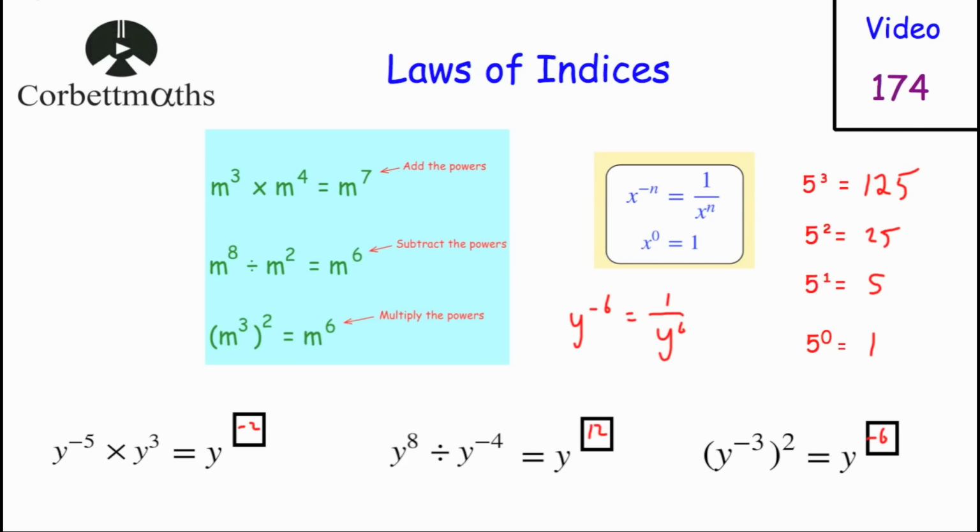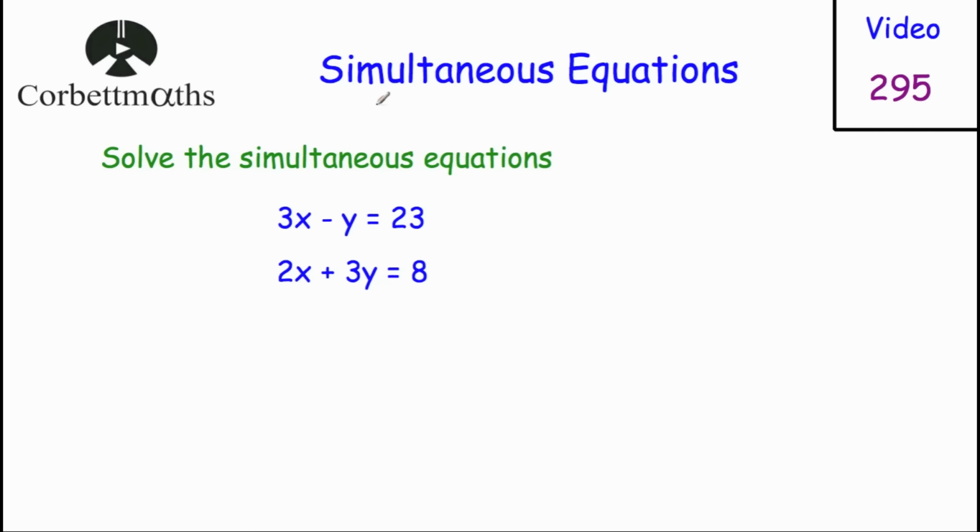Okay, let's have a look at our next topic. So our next topic is simultaneous equations. And here we've got a pair of simultaneous equations. We've got 3x minus y equals 23 and 2x plus 3y is equal to 8. So whenever we get simultaneous equations, what we want to do is cancel out one of the letters. We want to add or subtract the equations so that one of the letters disappears.